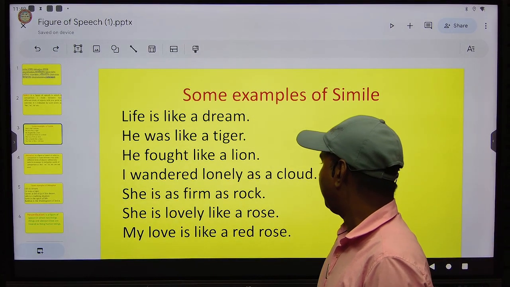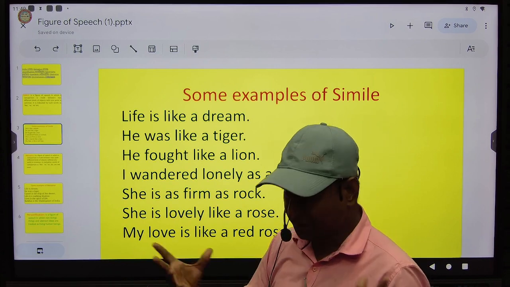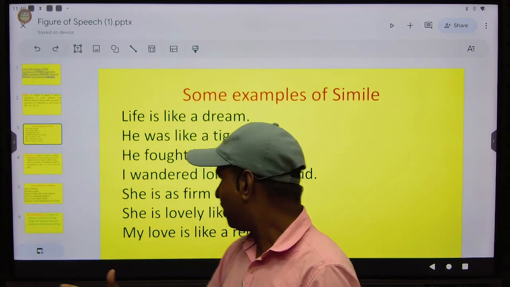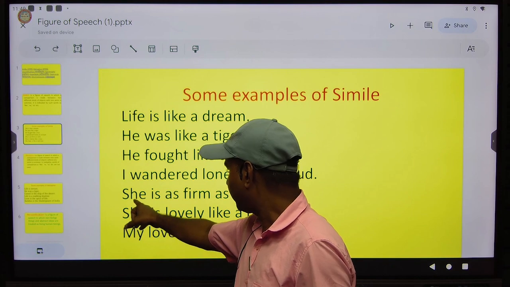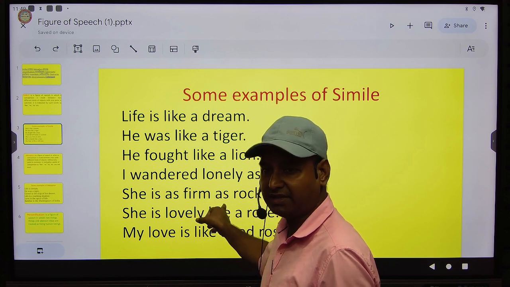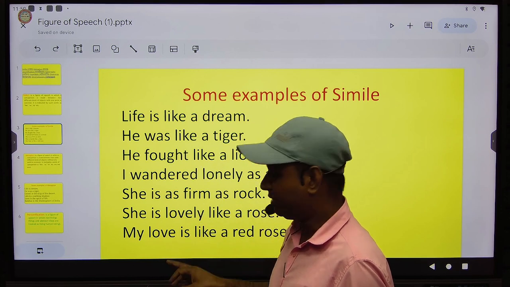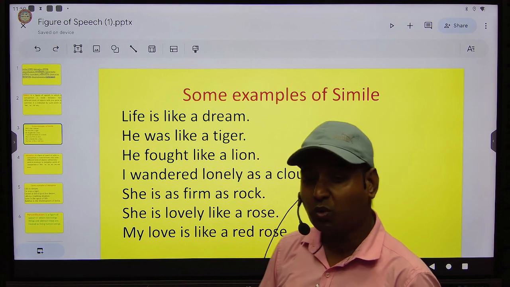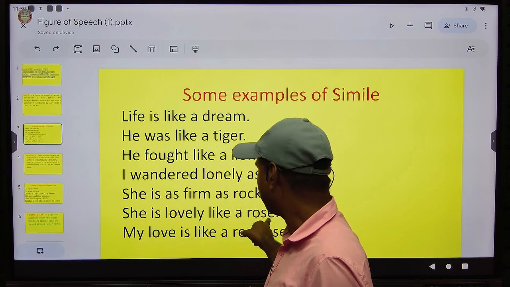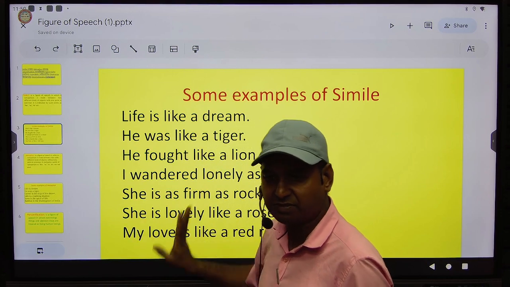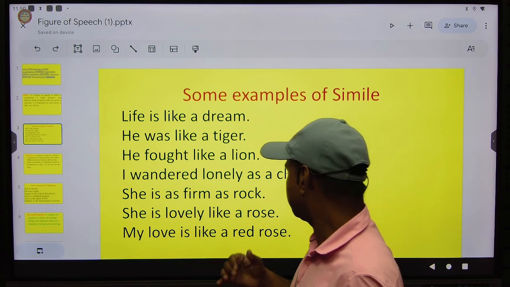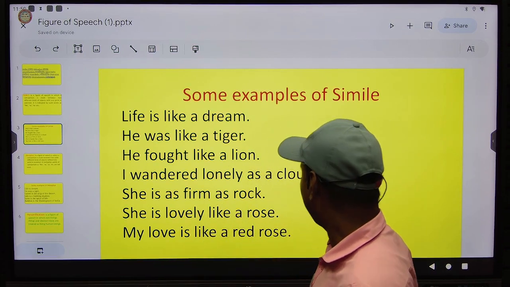She is as firm as rock. Her determination has been compared to rock. So, one thing is she, another is rock. Comparison word is as. So, this is simile. She is lovely like a rose. She has been compared to rose, and the comparison word like has been used, because of which this figure of speech is simile.